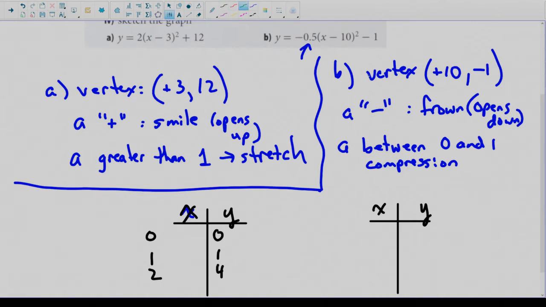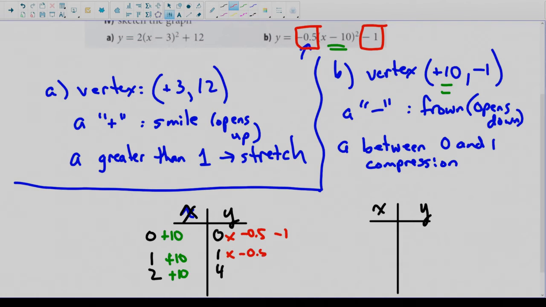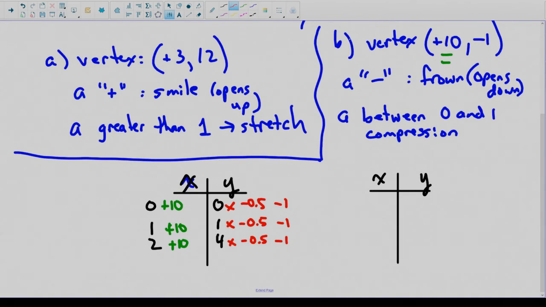Now, what am I going to do to all of the X values? I'm going to do what's in the vertex, which is +10. Now, what am I going to do to the Y values? The Y values have both a -0.5 and a -1. So both of those things have to be done to the Y values. Now, the -0.5 is a multiplication, so I'm multiplying by negative 0.5 and then subtracting 1. Multiplying by negative 0.5, subtracting 1. Same thing for the 4. And you may need a calculator to do the y values this time.